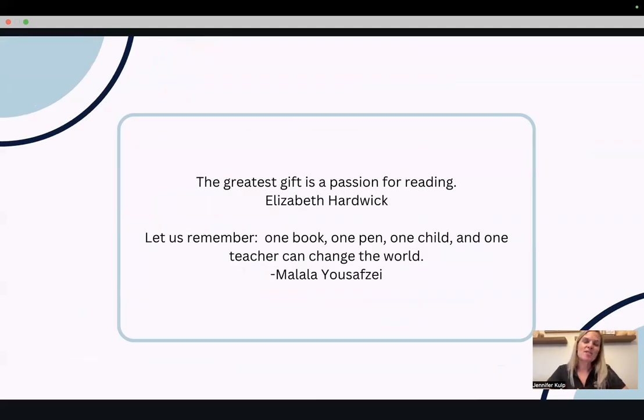Okay, so here you go. You're ready. You're ready to write these final three components, and you're going to do great. Remember, the greatest gift is a passion for reading, and that's a quote from Elizabeth Hardwick. I also love this one by Malala. Let us remember one book, one pen, one child, and one teacher can change the world. So, teaching reading is just a privilege. So, appreciate that and offer reading as a gift to your students. I know you're going to do great.